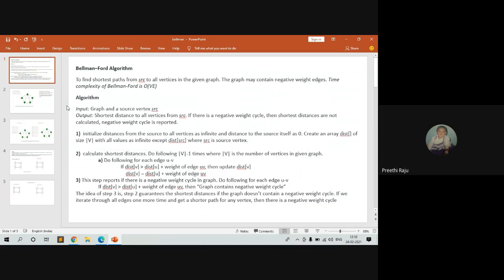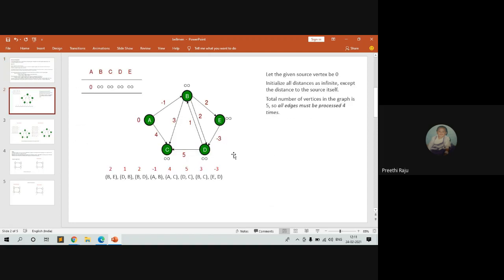Good afternoon, everyone. Today we'll discuss the topic Bellman-Ford algorithm. This algorithm is used to find the shortest path from the source to all the nodes in a given graph. It is also called a single source algorithm, in which we take only one source, and from that single source we find the shortest distance to all other nodes. This is the example for that.